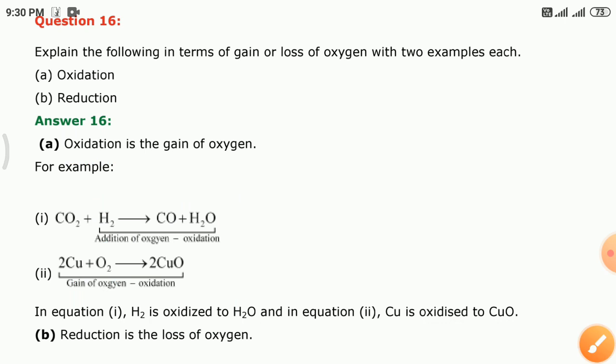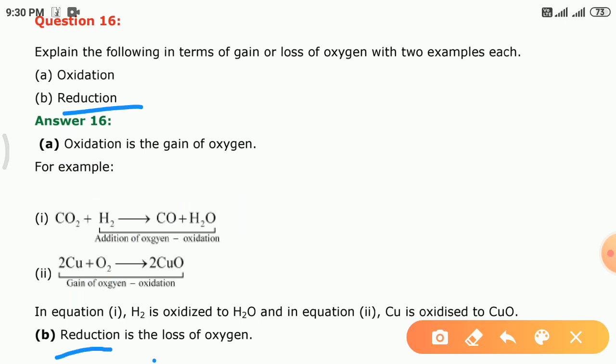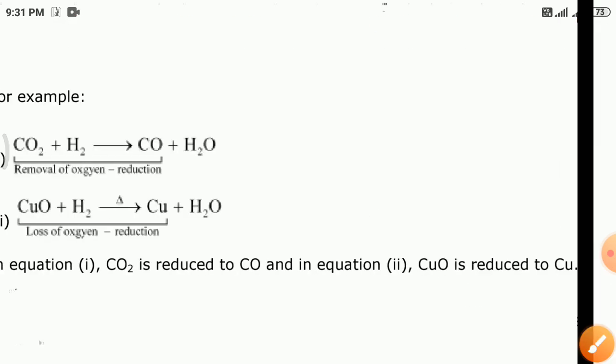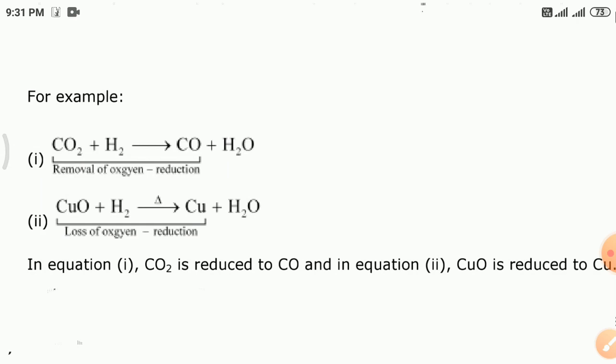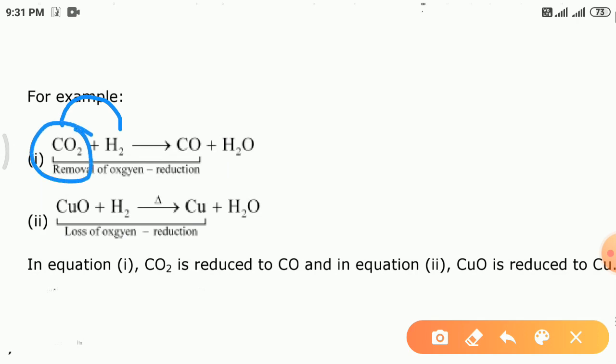Then B is reduction. Now we will discuss reduction. Reduction means loss of oxygen. For example, carbon dioxide plus hydrogen: carbon dioxide will lose the oxygen and convert to carbon monoxide. So here there is the reduction of carbon dioxide. Plus hydrogen will change to H2O, so there is the oxidation of hydrogen. Oxidation of hydrogen and reduction of carbon dioxide.